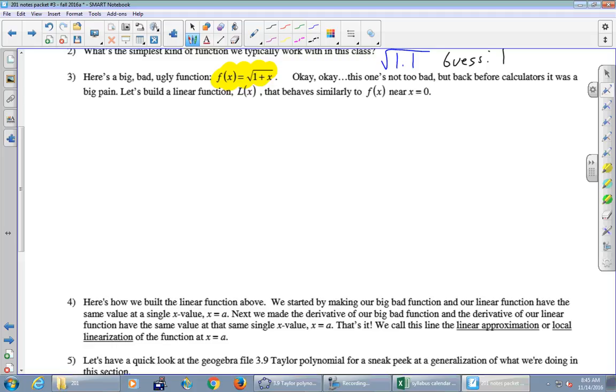So maybe we try something like 1.03. And what should we do with 1.03 if that's the right answer? We should square it, multiply it by 1.03, and we're hoping it's 1.1. And if we're too big, we make 1.03 smaller. And if it's too small, we make it bigger, right? And you can guess and check.